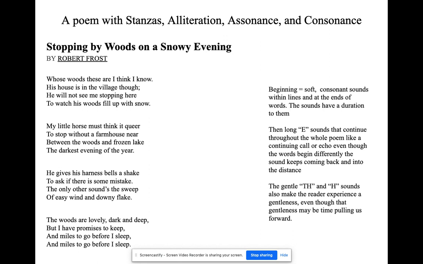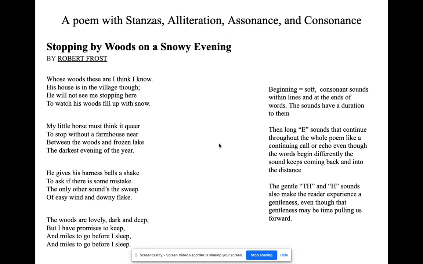They're not K and CH, K, K, K, T, T, T sounds. They're gentle and soft. And even with that gentleness, we have this time that's pulling this person along in the poem, that they have promises to keep and miles to go. Time is pulling them forward, but this moment is one to be noted. It's beautiful, but there's the gentleness of time that keeps pulling us forward.